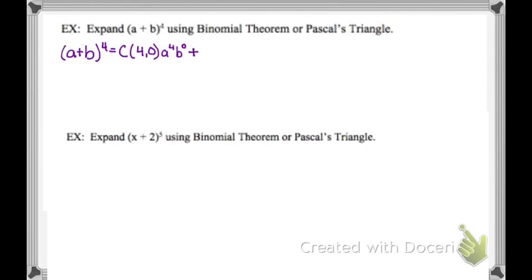Then I put my plus sign before my next term, and now my coefficient would be 4 choose 1. The a is going to count down 1 from 4 to 3. The b will count up from 0 to 1. And we'll continue. The a will count down to 2, the b will count up to 2, and so on.